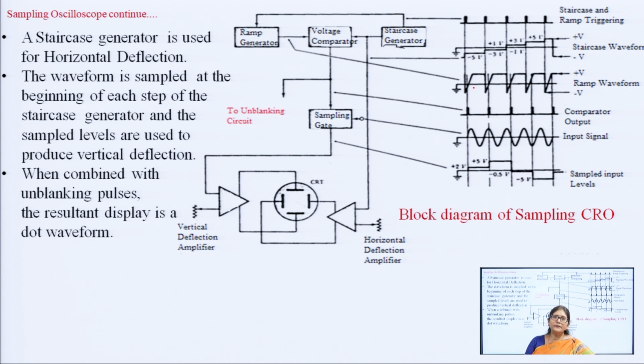Now, this is the block diagram of the sampling CRO. We can see there is a ramp generator, a staircase generator, and then a voltage comparator. Both the staircase generator and the ramp generator are triggered with the triggering signal. When it triggers, the ramp generator starts producing a ramp signal. When it triggers the staircase generator, the staircase generator produces a staircase signal, a step by step increasing signal, and both signals are produced from minus V to plus V.